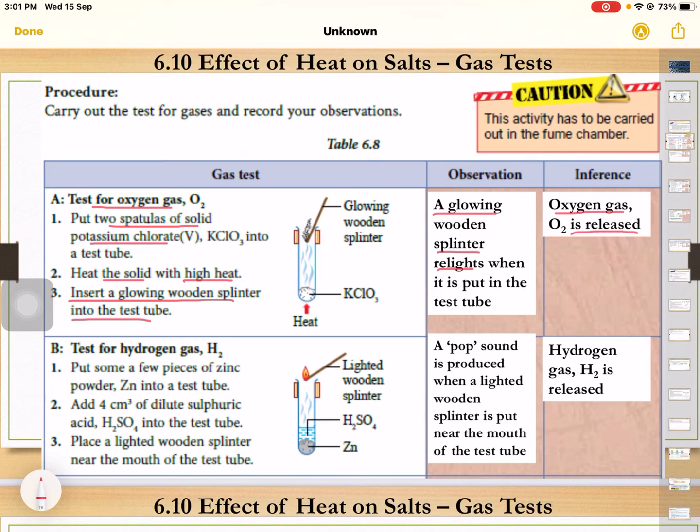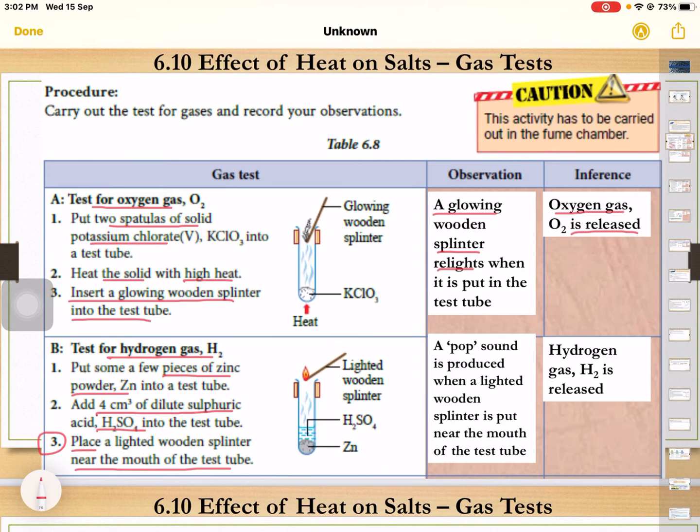Okay, so to test oxygen gas, we have to insert a glowing wooden splinter into the mouth of the test tube. Okay, to test hydrogen gas, this is the second famous gas. So we have to put a few pieces of zinc powder into a test tube, and then add 4 cm³ dilute sulfuric acid. So the reaction between zinc, which is a metal, and dilute sulfuric acid, which is an acid, will produce salt and hydrogen gas. So to test the presence of hydrogen gas, what you have to do is place or bring a lighted wooden splinter near the mouth of the test tube.